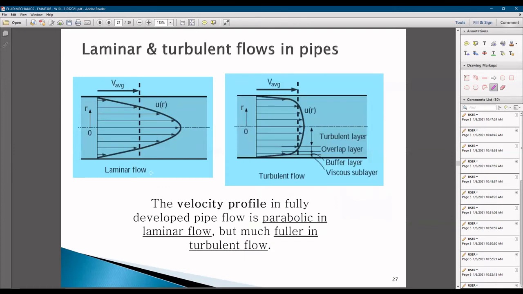If you look into the whole pipe system, whereas here we just look at half of the pipe cross section. The velocity profile in fully developed pipe flow is parabolic in laminar flow, as you can see here, but much fuller in turbulent flow. It is more like this, fuller or flatter in turbulent flow.